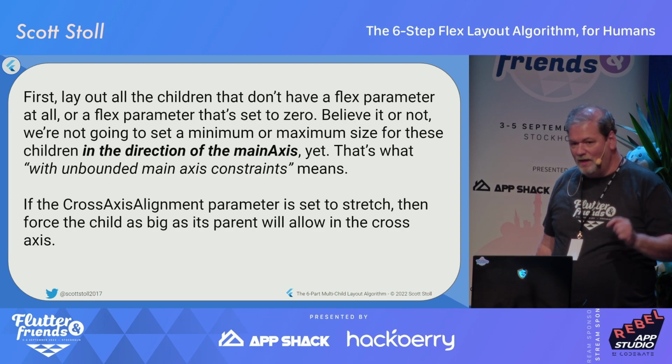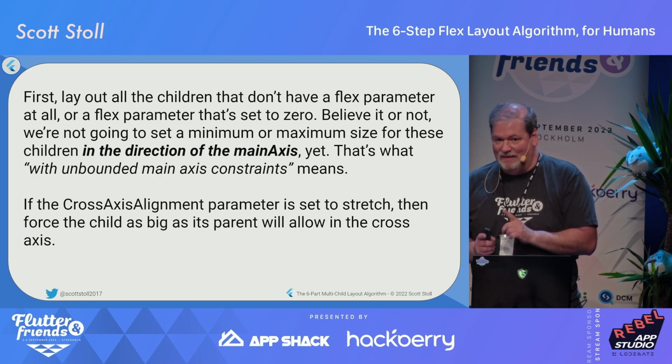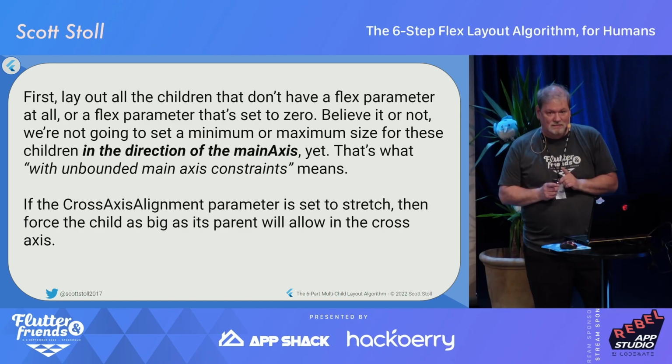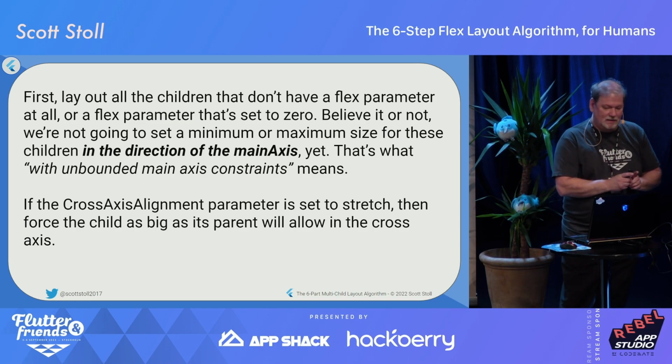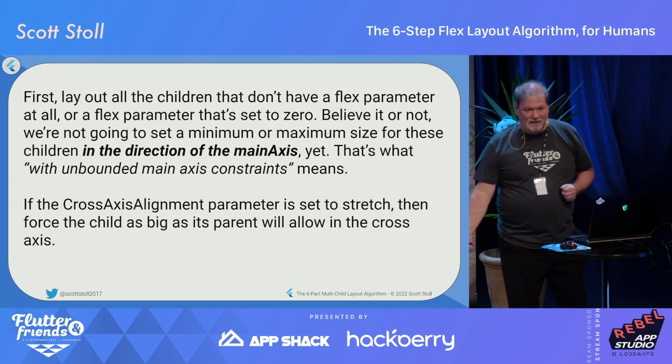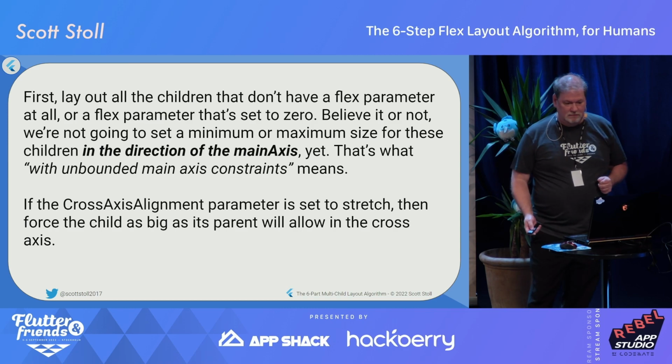However, we're not setting the main axis size actually yet. We're taking the children that have a set size and laying them out, but we're not setting their main axis size yet. This is what unbounded constraints mean.